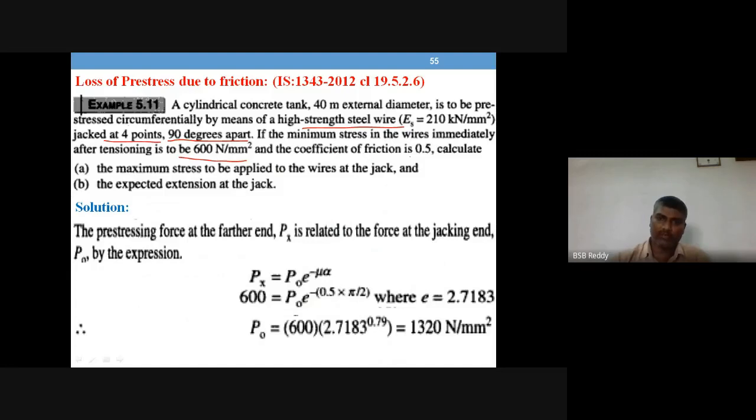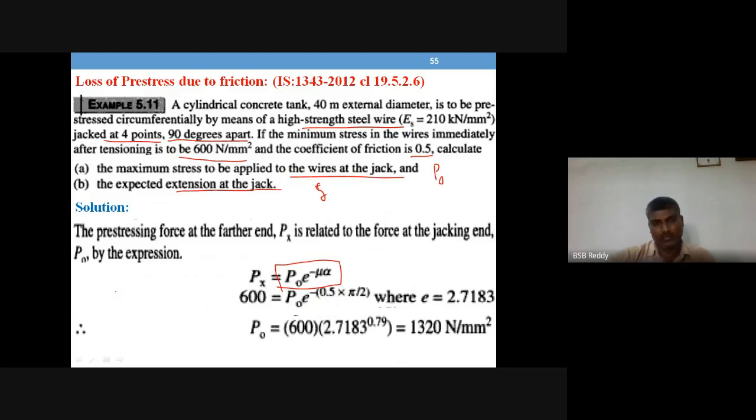A coefficient of friction is given, and K is not given, so you can avoid that part in this calculation because you don't have the data of K. Find the maximum stress to be applied to the wires at the jack, means find P naught value. And the expected extension at the jack, what is the delta value, I mean deformation.